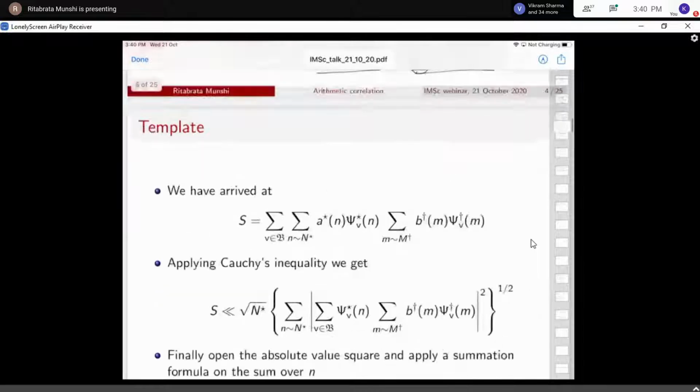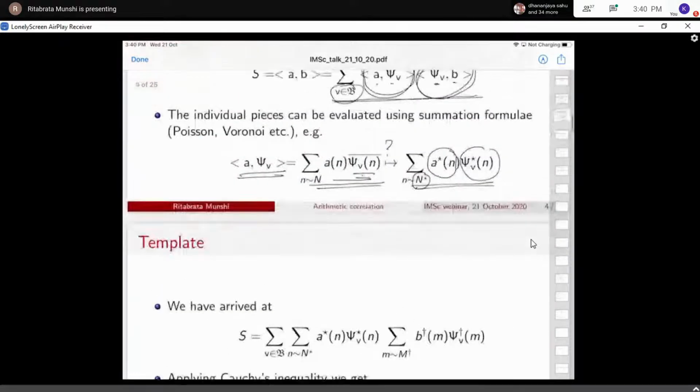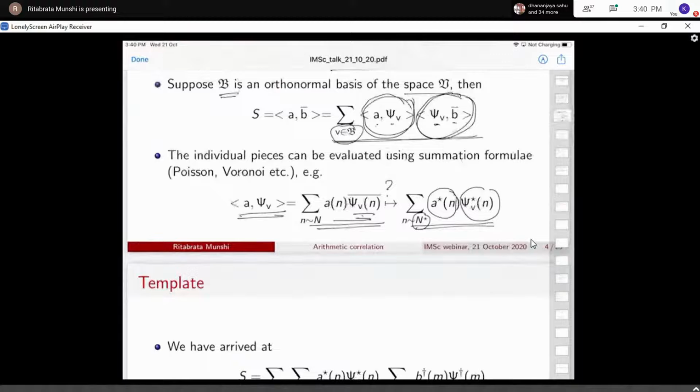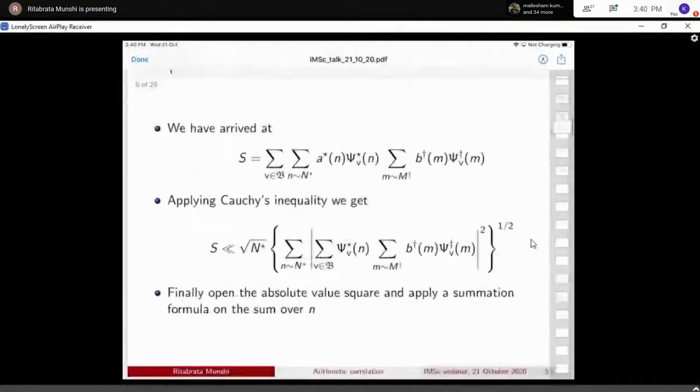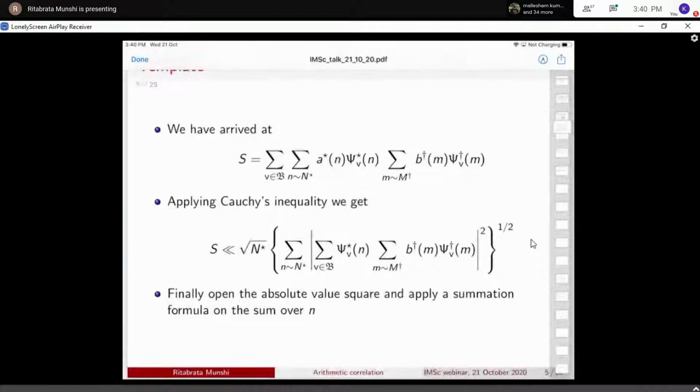Anyway, so once I apply this summation formula to both of them, then the original sum gets transformed into something like this. Okay, so this is the length of one of the sums, and this is the length of the other sum. If A and B are really different, then you expect that the dual sums are different. So n star and m dagger are probably not of the same length.